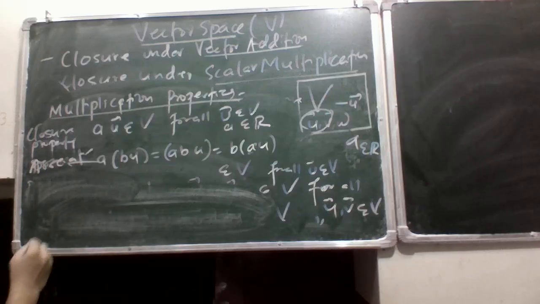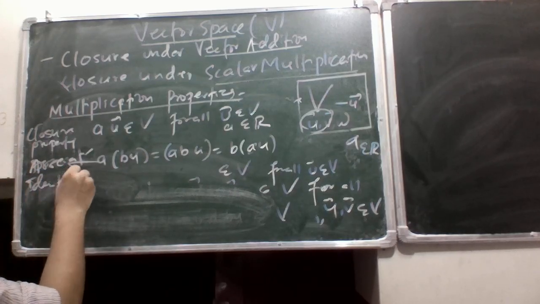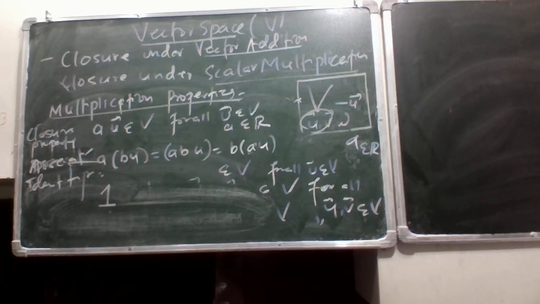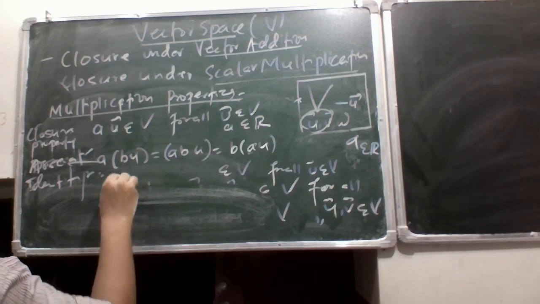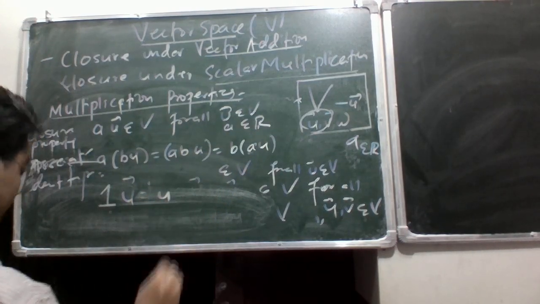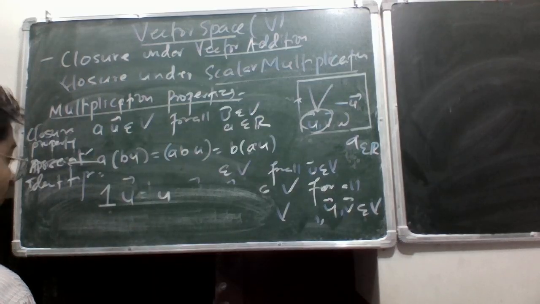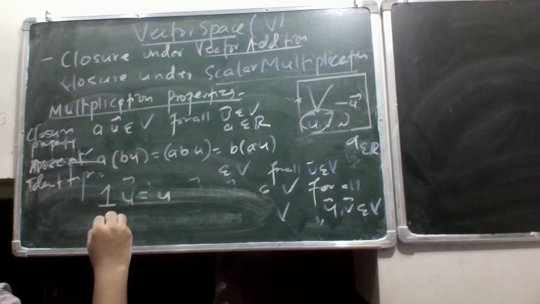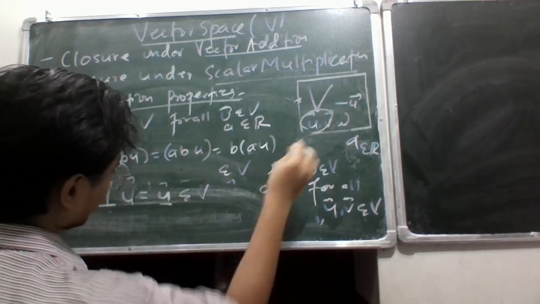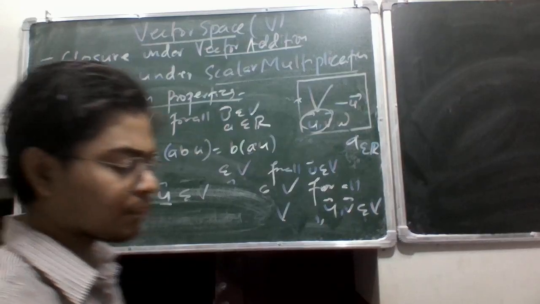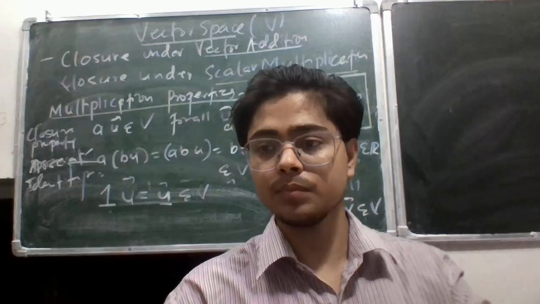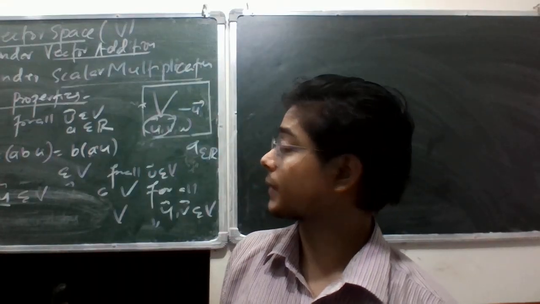The last property is the identity property, and the identity property tells us that if we have the number 1 and it multiplies with a vector u which belongs to the vector space, then the result is equal to u, right? And this property is true since u already belongs to V. So these are some of the properties which define the very nature of a vector space. This is all about vector space.